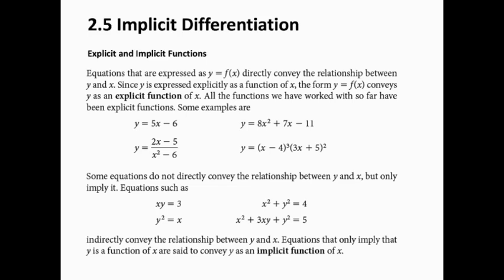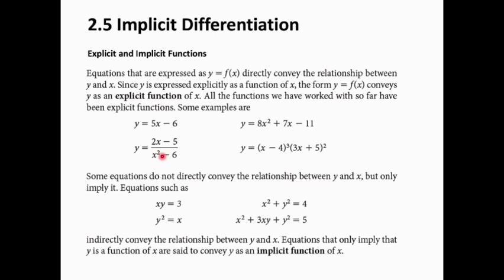In this last section of chapter 2, we're going to talk about another method for taking the derivative, and this is called implicit differentiation. So what we have been doing so far, even though we didn't come out and call it that, we've been doing what's called explicit differentiation. Now that is when you have an equation where y is explicitly defined as a function of x. So you can find the derivative directly.